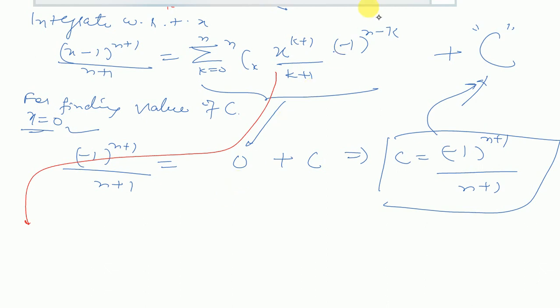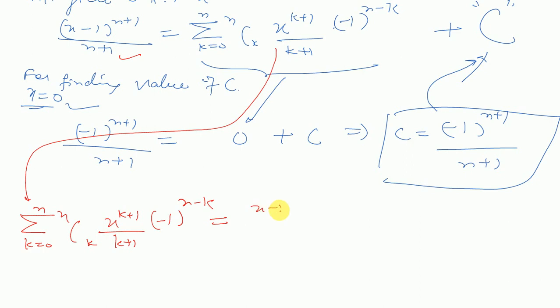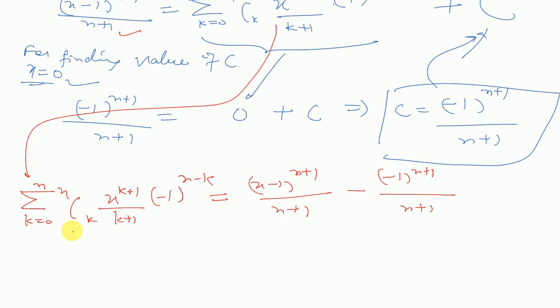Okay, so what I will have is the summation running from k equal to 0 to n of nCk times (x raised to the power k plus 1 upon k plus 1, minus 1) raised to the power n minus k, equal to x minus 1 whole raised to the power n plus 1 upon n plus 1, plus a constant. It goes to the right side, so it will be minus C, and C is nothing but minus 1 raised to the power n plus 1 upon n plus 1. Can you get this? So finally, you can write x minus 1 raised to the power n plus 1 minus (minus 1) raised to the power n plus 1, upon n plus 1.